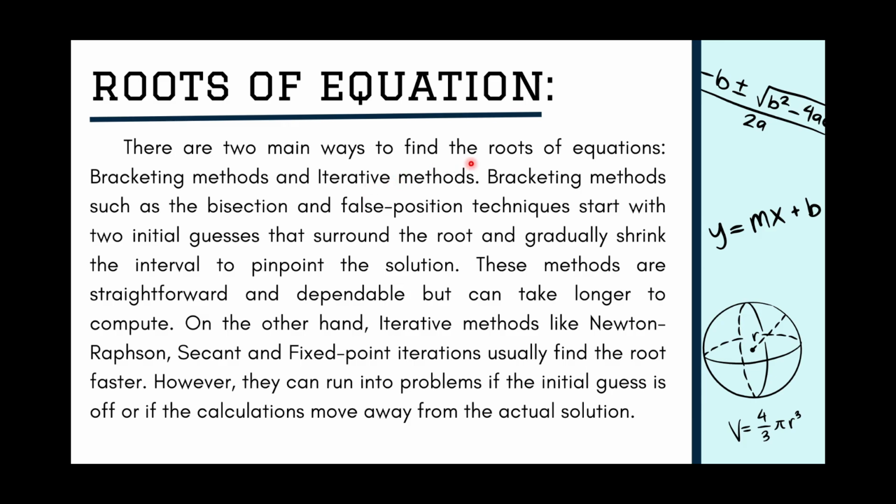There are two main ways to find the roots of equations: bracketing methods and iterative methods. Bracketing methods such as bisection and false position techniques start with two initial guesses that surround the root and gradually shrink the interval to pinpoint the solution. This method is straightforward and dependable but can take longer to compute. On the other hand, iterative methods like Newton-Raphson, secant, and fixed point iteration usually find the root faster. However, they can run into problems if the initial guess is off or if the calculations move away from the actual solution.